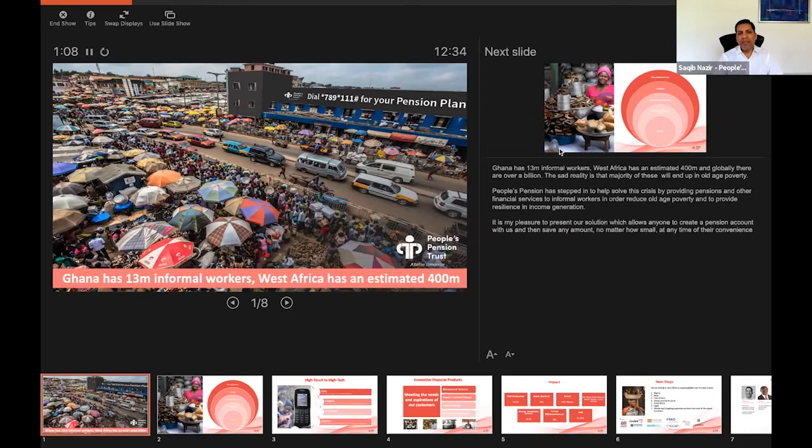Now, People's Pension stepped in to help solve this crisis by providing pensions and other financial services to informal workers in order to reduce old age poverty and to provide resilience in income generation. It is my pleasure to present our solution, which allows anyone to create a pension account with us and then save any amount, no matter how small, at any time of their convenience.